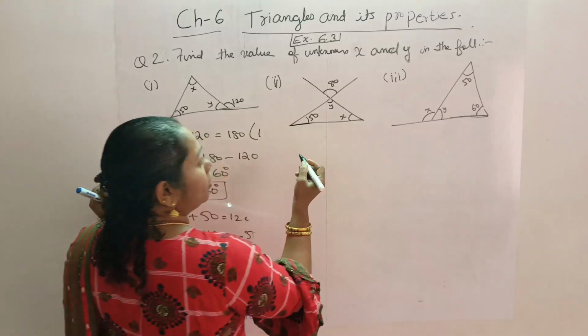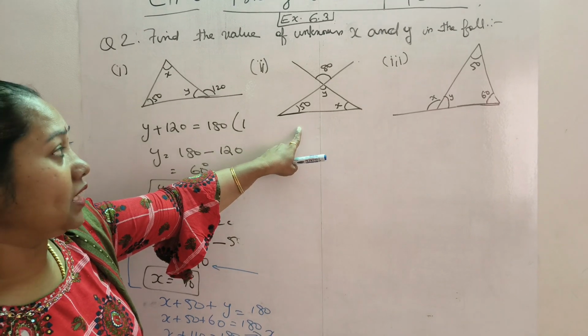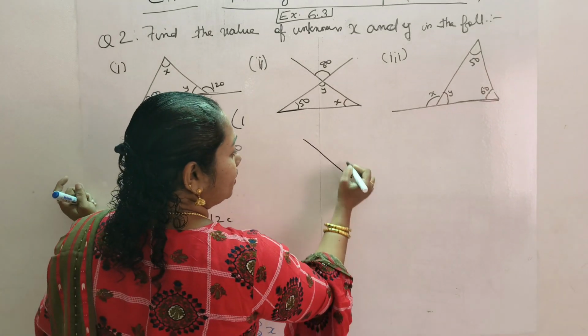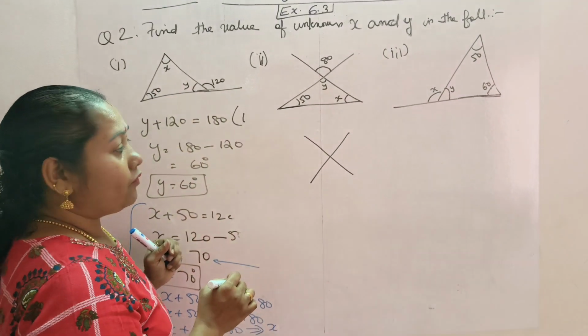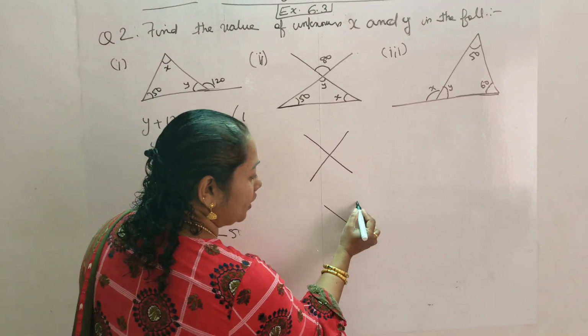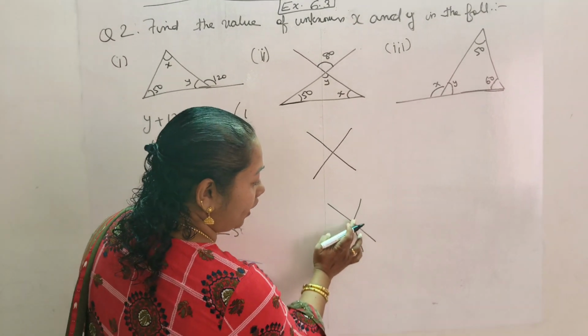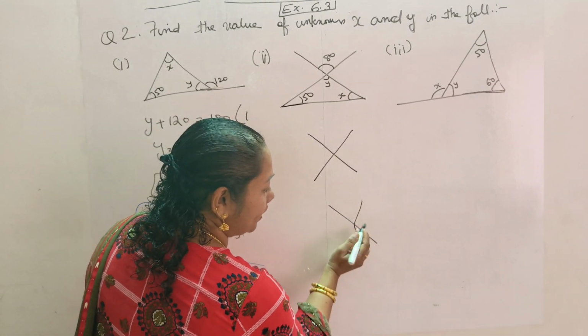Okay. Now the next one is something different. The figure is given like this. It's a cross. When it's a complete cross, it should not be like this, okay? This and this is not a cross, because it is not coming through; this should be extended to this side.